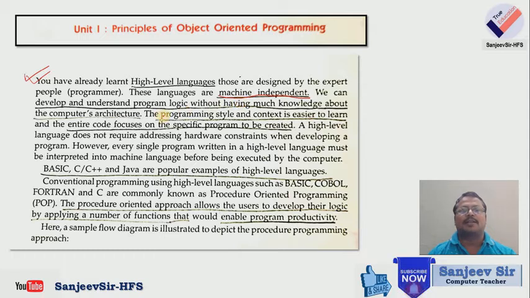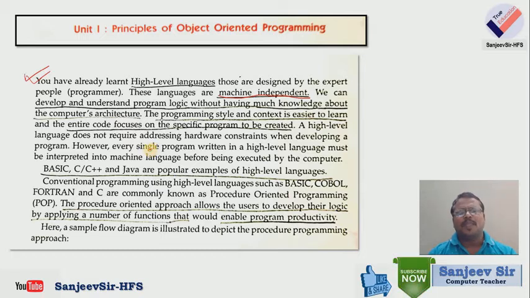We develop the program logic without much knowledge of computer architecture. That's why we write our code in English language. That's why the computer needs to convert the written program into computer understandable machine language. So whether we use C or C++ or BASIC, all these high level languages need to be converted into a computer understandable form, and it's an easier process to write the program.